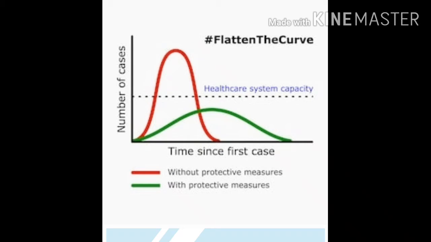First of all, let's understand what the curve is. It is the comparison of the projected number of infected persons over a given period of time without protective measures and with protective measures. So what is shown in the curve? In the curve there are two situations shown.